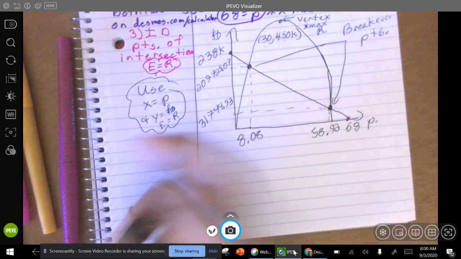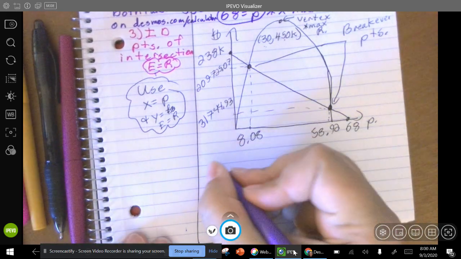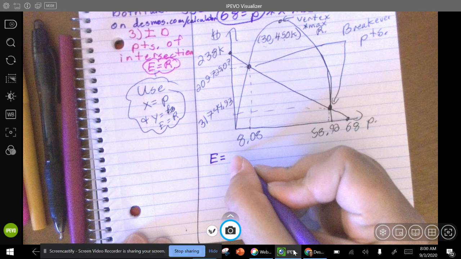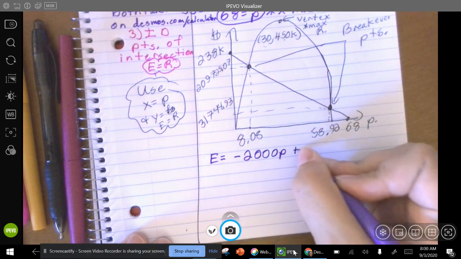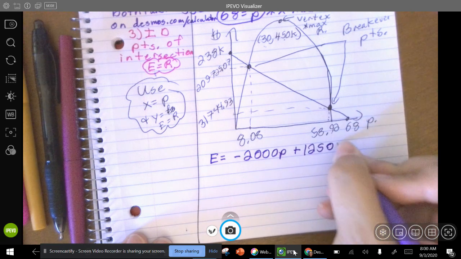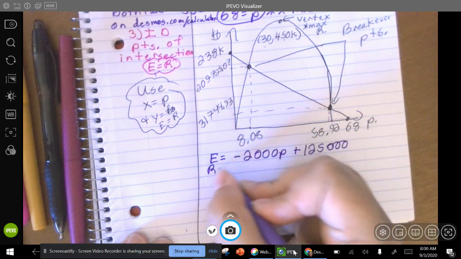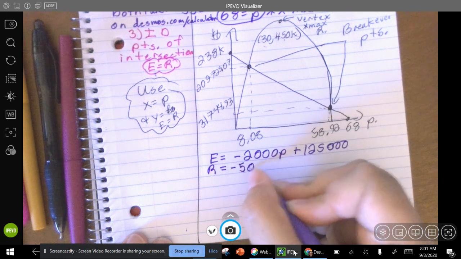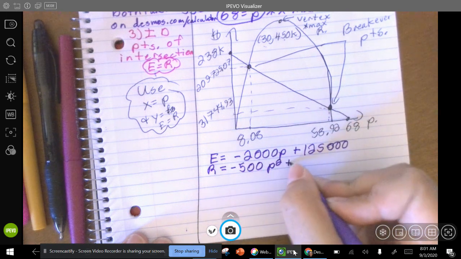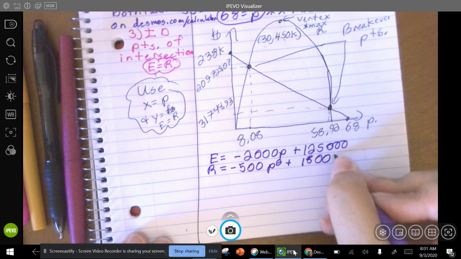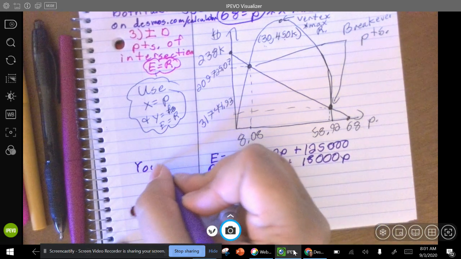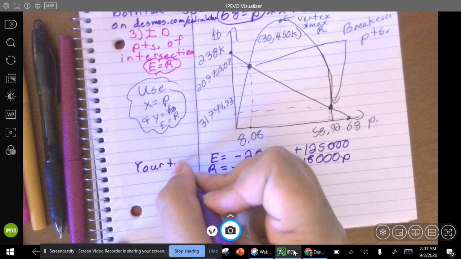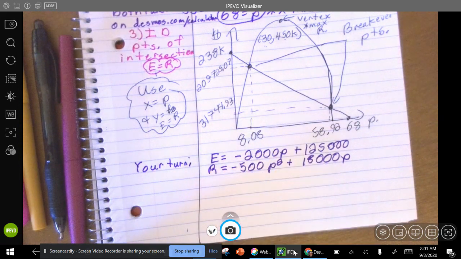Okay, let's do another example. We have E is equal to negative 2,000 times the price plus 125,000. R is equal to negative 500 times the price squared plus 18,000. Okay, so go ahead and pause the video, and I want you to do it on your own. So your turn, and see what you get.